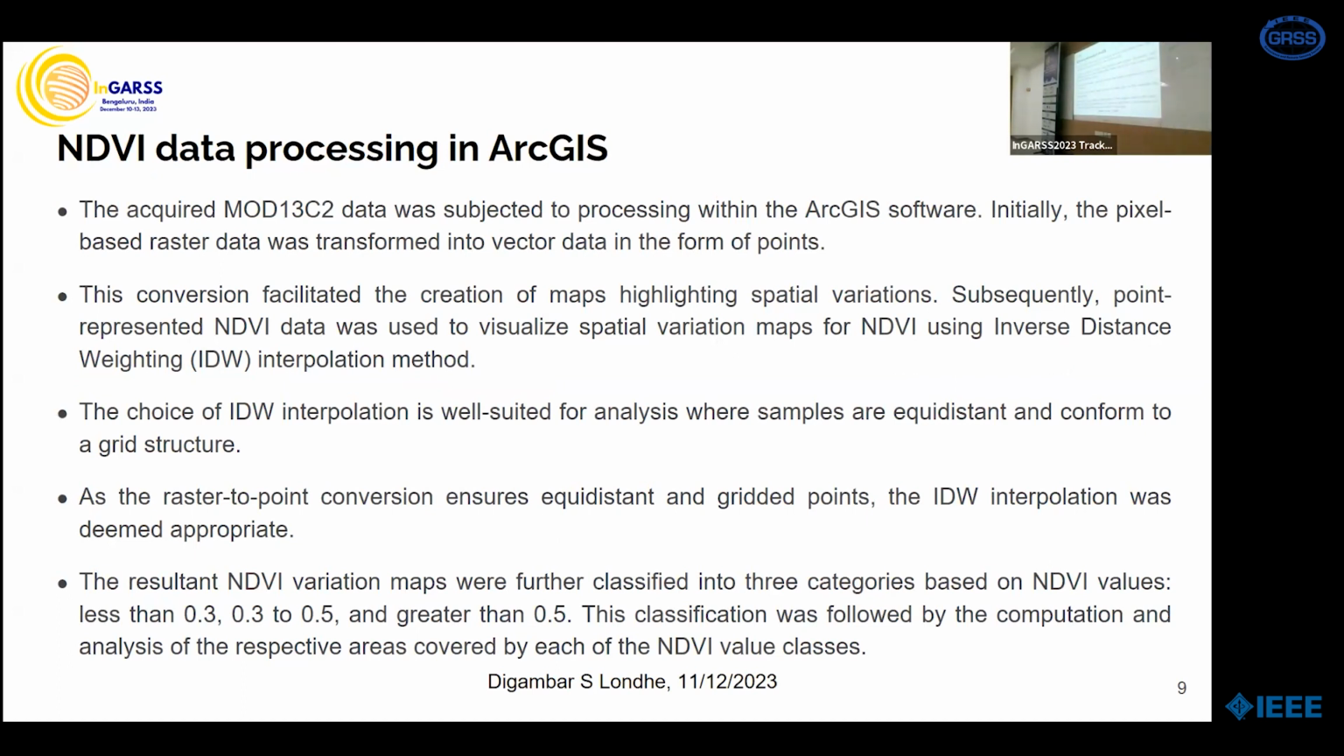So coming towards the NDVI data preprocessing in ArcGIS, the MOD13C2 data product has been downloaded and preprocessed in the ArcGIS software. So the preprocessing includes the conversion of the data into vector format, then vector format to the classification, then classified NDVI values.